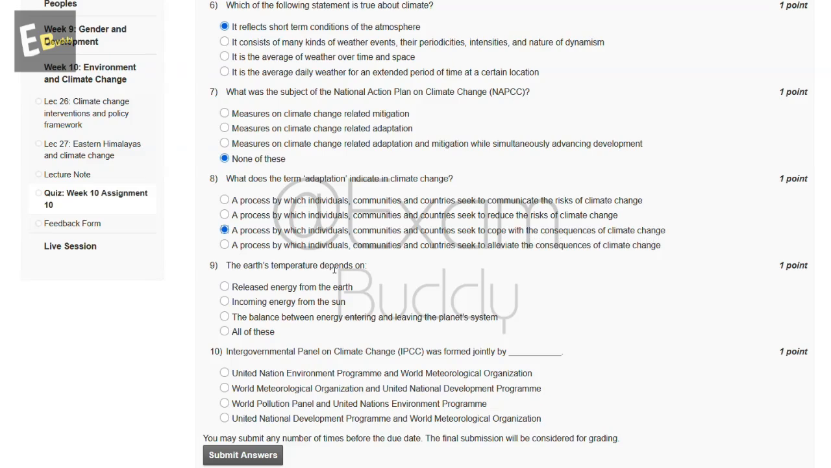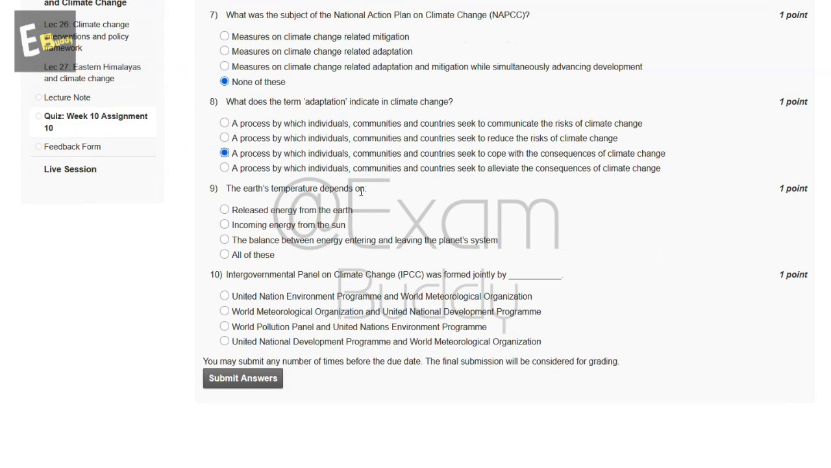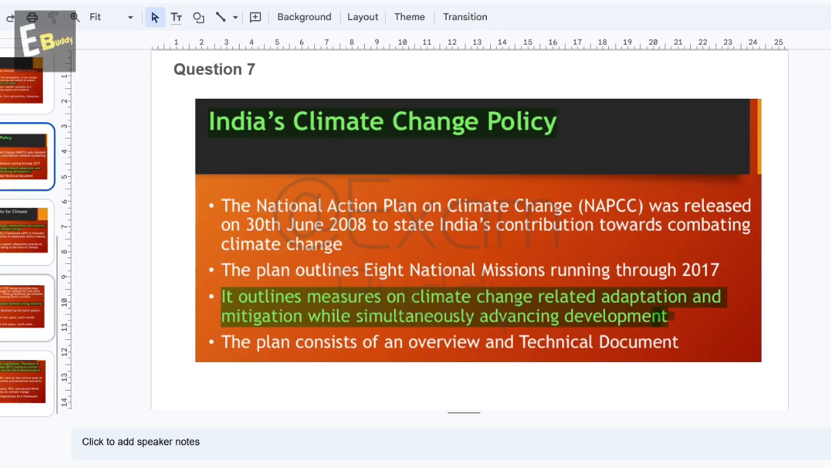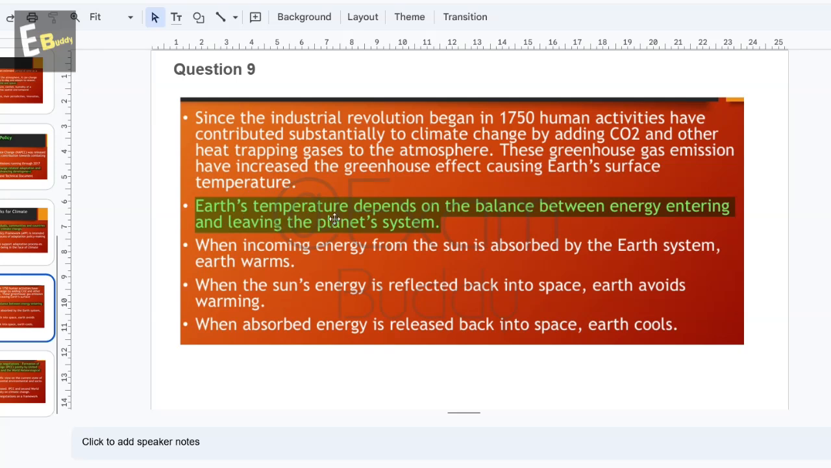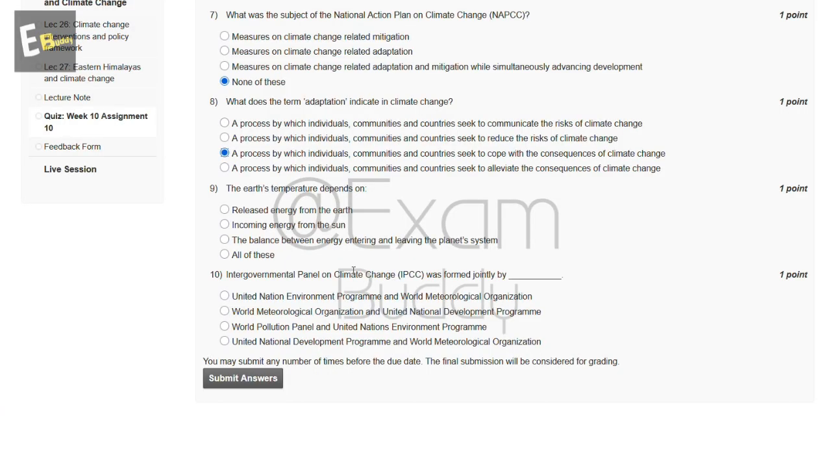Now, the ninth question is the Earth's temperature depends on. So these are the options. And now let's check the answer of our ninth question. So question ninth, Earth's temperature depends on the balance between energy entering and leaving the planet system. So the answer of our ninth question is D. All of these.